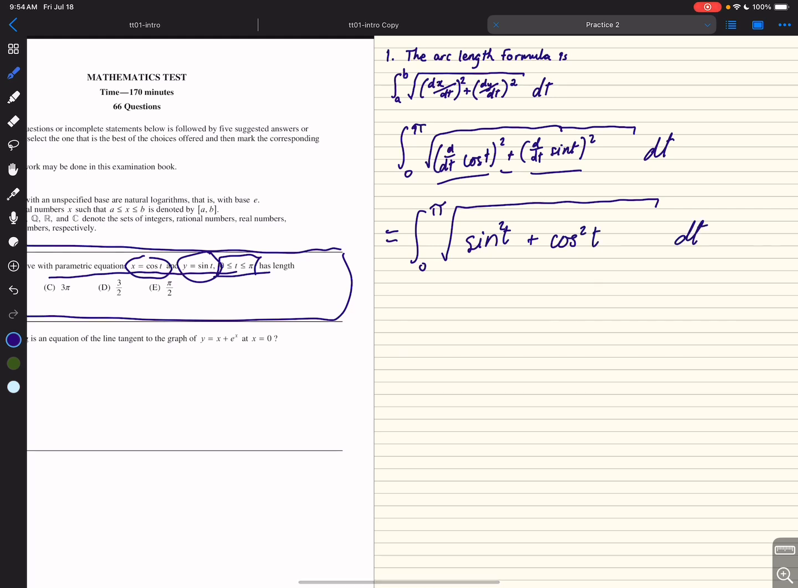So the derivative of cosine is negative sine, but we square it, so the negative can just disappear because of the square. And then the derivative of sine is cosine. So now we're integrating this.